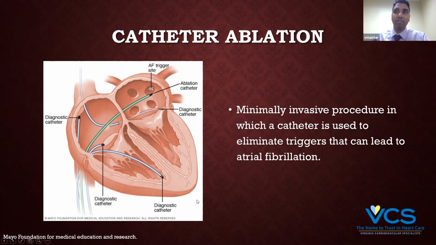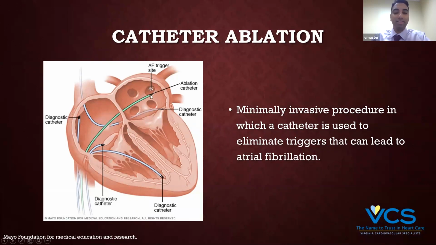So again, if we look at this diagram, reminding you this is the right top chamber, this is the left top chamber. And so these little holes, those are the openings for the pulmonary veins. These are the pulmonary veins. They're the veins that take oxygenated blood from the lungs back to the heart to be pumped everywhere else.